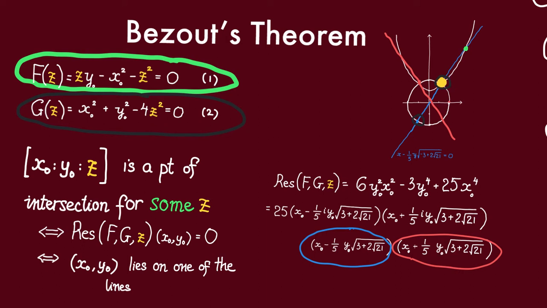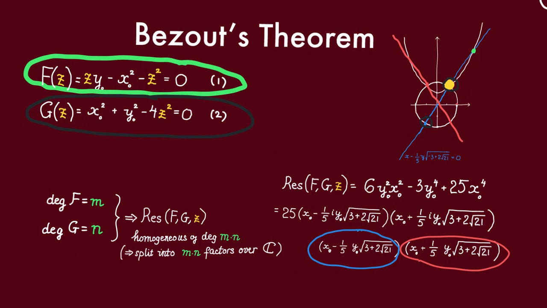We repeat the same thing with all the other lines. Alright, so from this you might say, okay, so each point of intersection of these two curves determines a line, a factor in here. Thus the number of factors must be equal to the number of common intersection points. So since the resultant of polynomials of degree m and n must have exactly m times n factors, two curves of degree m and n must intersect at exactly m times n points.